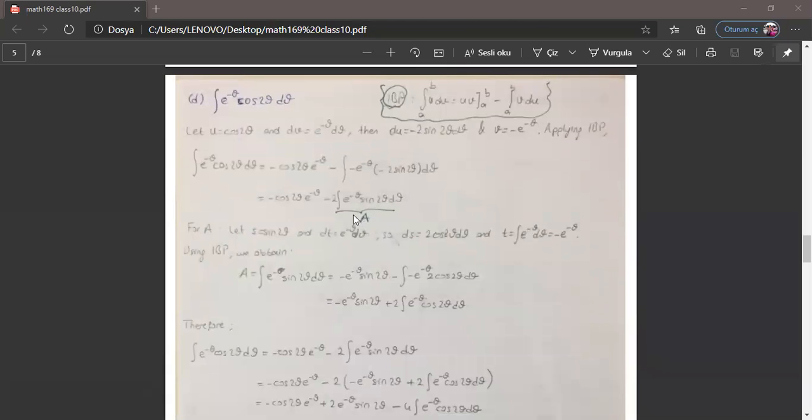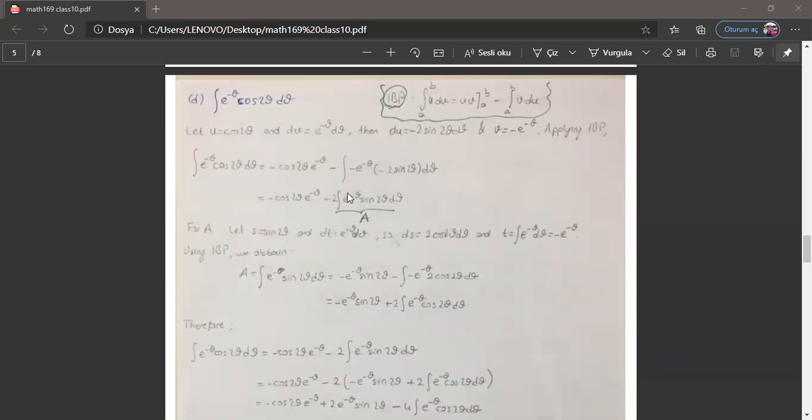Now, this is a little bit longer. So we will apply integration by parts 2 times. Okay? Now, first we say u equals cosine 2 theta and dv equals the rest of the integrand, e to the minus theta d theta. And du equals this, we differentiate this one and integrate this one and get v equals minus e to the minus theta. Now we apply the integration by parts and get this one.